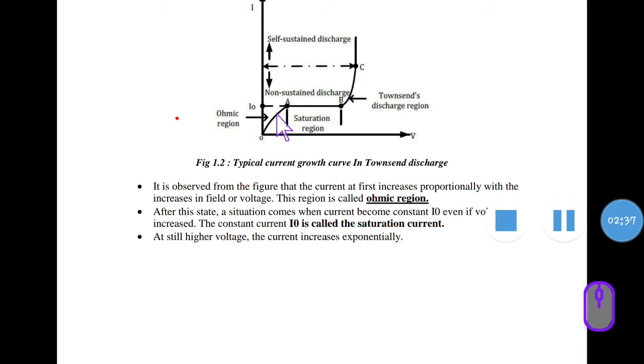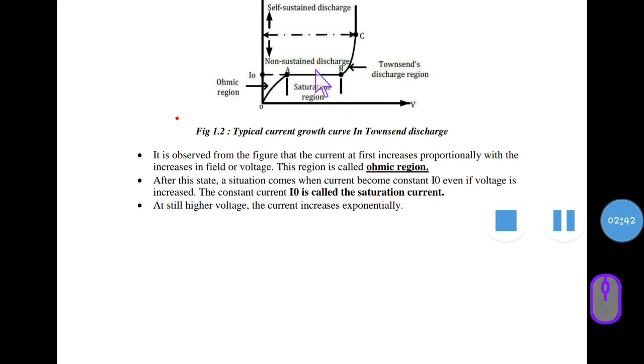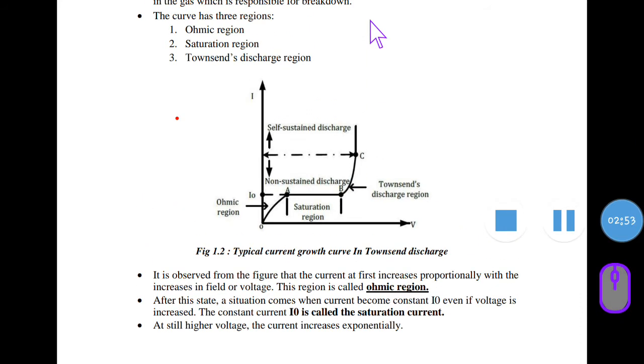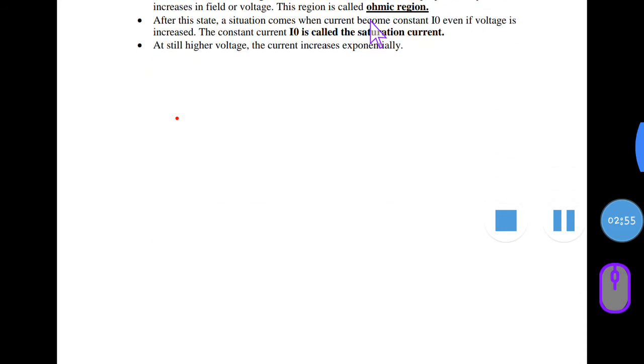After this, the current becomes constant. Even though the voltage is increased, the current remains constant, and that is the saturation current. At still higher voltage, the current grows exponentially in the Townsend discharge region. This is the current growth in Townsend discharge. Using this, let us go for the derivation.